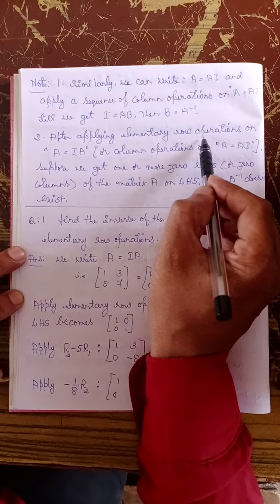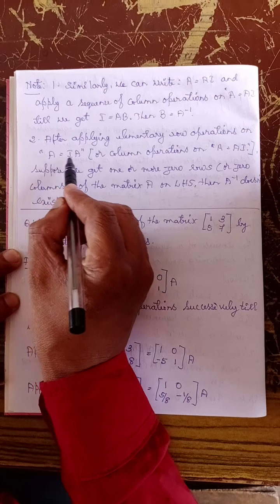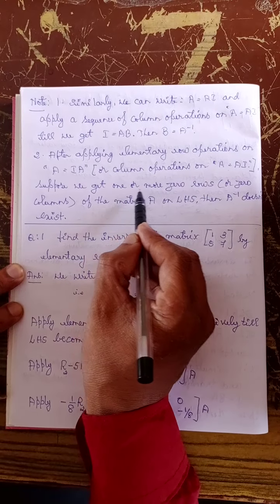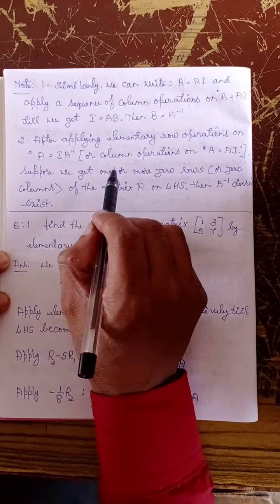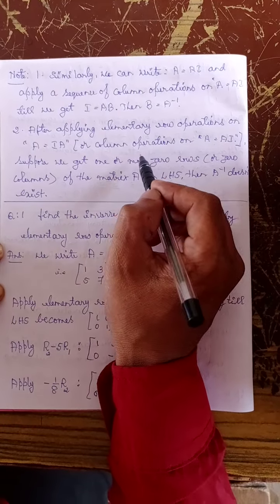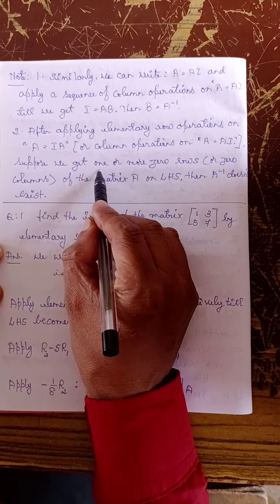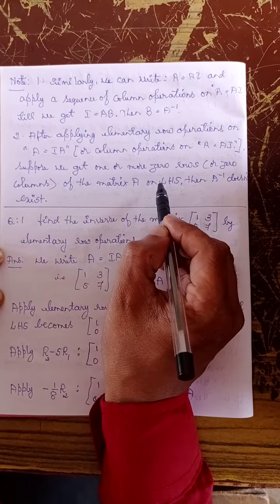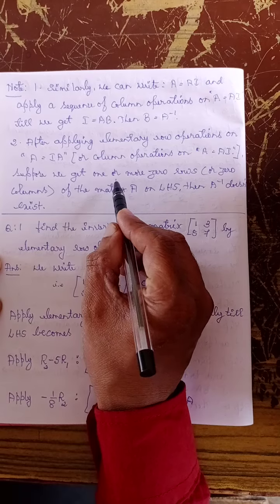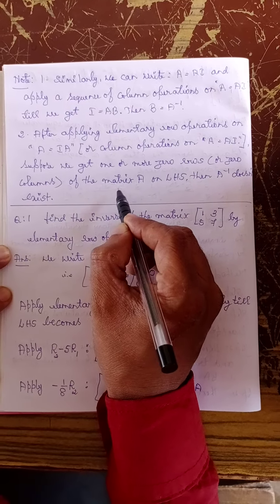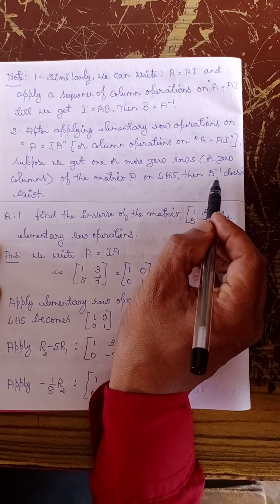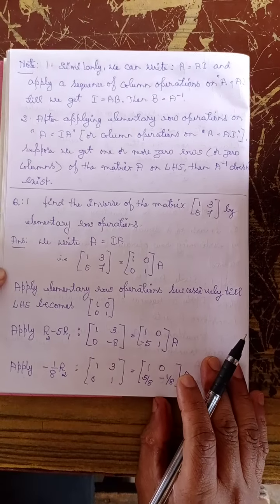Now, after applying elementary row operations on A is equal to I into A, or column operations on A is equal to A into I, suppose we get one or more zero rows. Here, while transforming the rows in elementary row operations or elementary column operations, if we get any one row completely zero elements, or more rows completely zero elements, or even in a column if all the elements in the column are zero, or one or more columns having zero elements, then we immediately conclude that the inverse of the matrix does not exist.